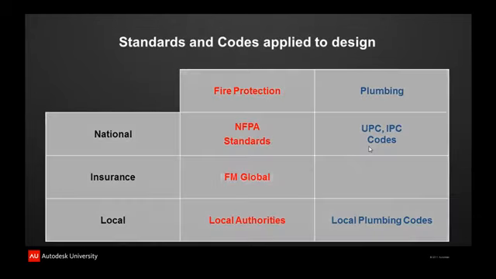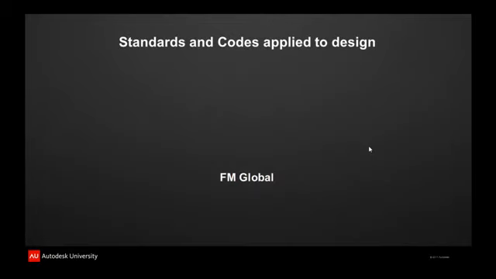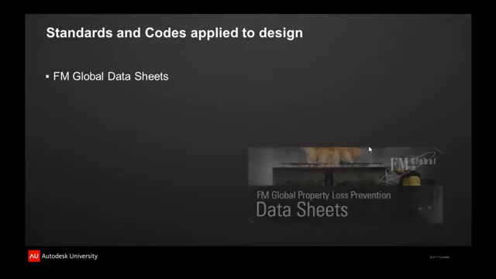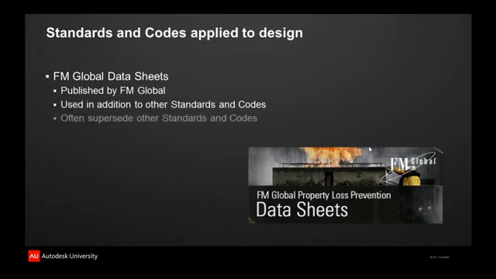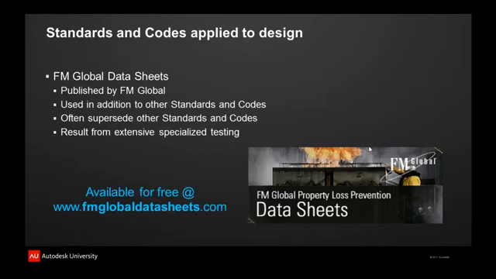Besides the NFPA standards, Factory Mutual, or FM Global, publishes data sheets. Those data sheets generally provide even higher requirements than the NFPA standards. And as a preferred risk insurance company, those additional standards provide for better insurance rates. Those data sheets are also available for free viewing at this URL.